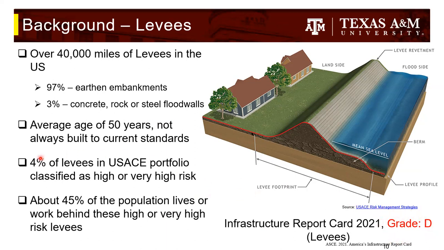What the infrastructure report card has mentioned is that 4 percent of the levees, which is only under the US Army Corps portfolio, are classified as high or very high risk. That essentially shows there is a really critical need to understand the infrastructure for the levees as well. What is more important for us to understand is that about 40 to 45 percent of the people live or work behind these high or very high risk levees. So this is imperative, we also need to find some understanding of how these coastal infrastructures react to the changing hazards in the future.